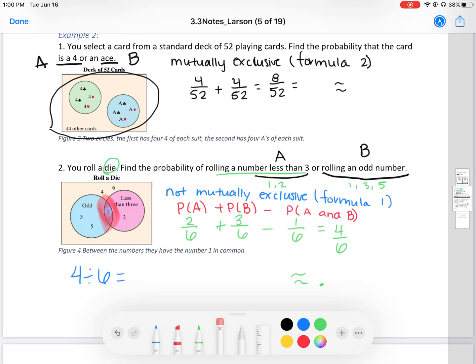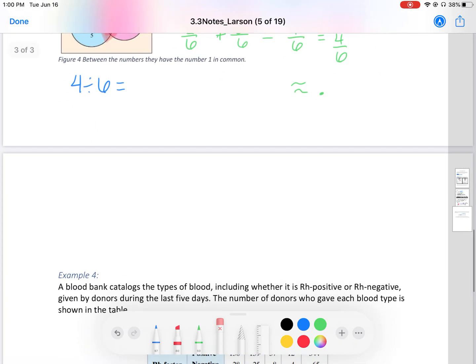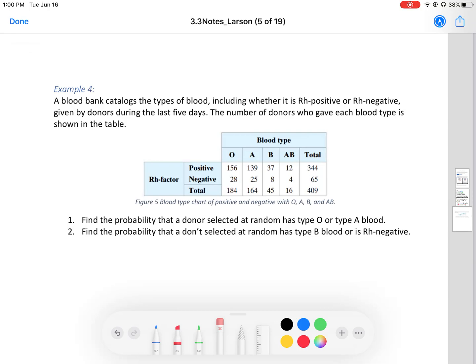All right, let's continue with our last question. Example 4. A blood bank catalogs the types of blood, including whether it's Rh positive or Rh negative, given by donors during the last 5 days. The number of donors who gave each blood type is shown in the table. So let's take a moment to analyze our table. So we have our blood types O, A, B, AB, and then the total of each one according to its Rh factor. We usually just refer to it as positive or negative, right?